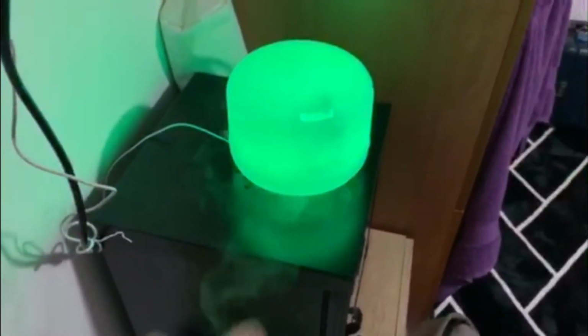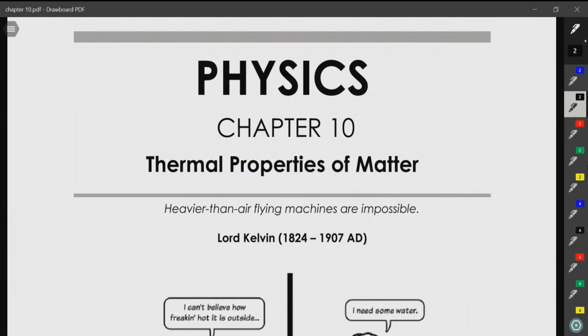is definitely not boiling. Take a look. I don't know if you saw that, but anyway, that's not boiling. This is definitely evaporation, and this is the product of evaporation. That's exactly what we're going to look at in this video.